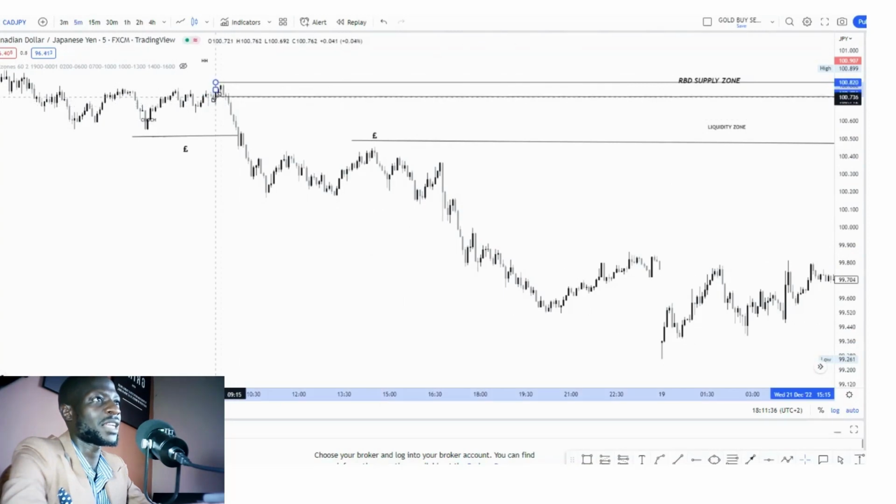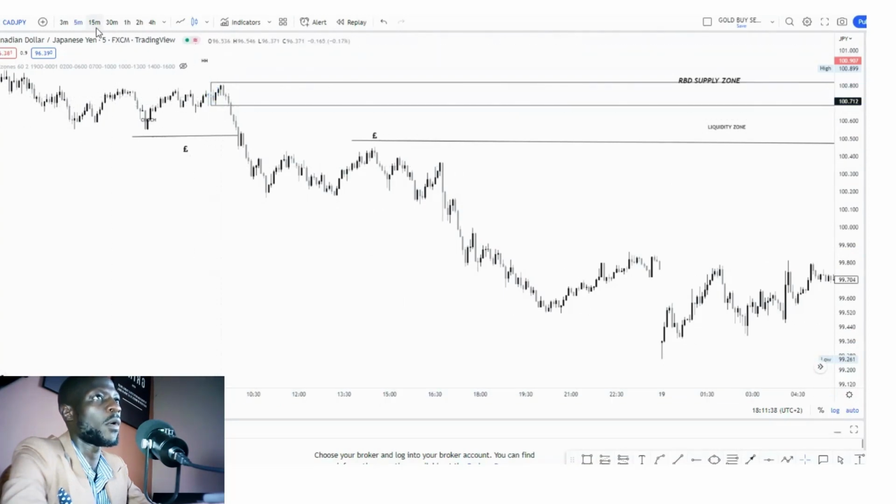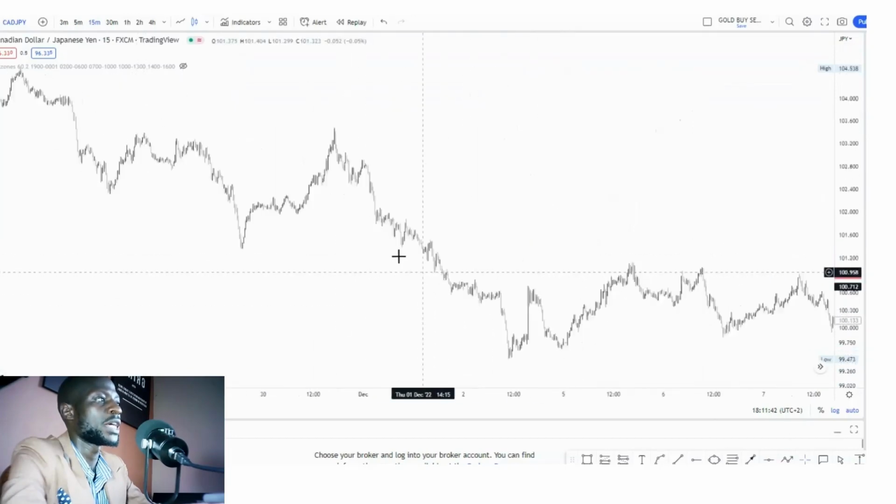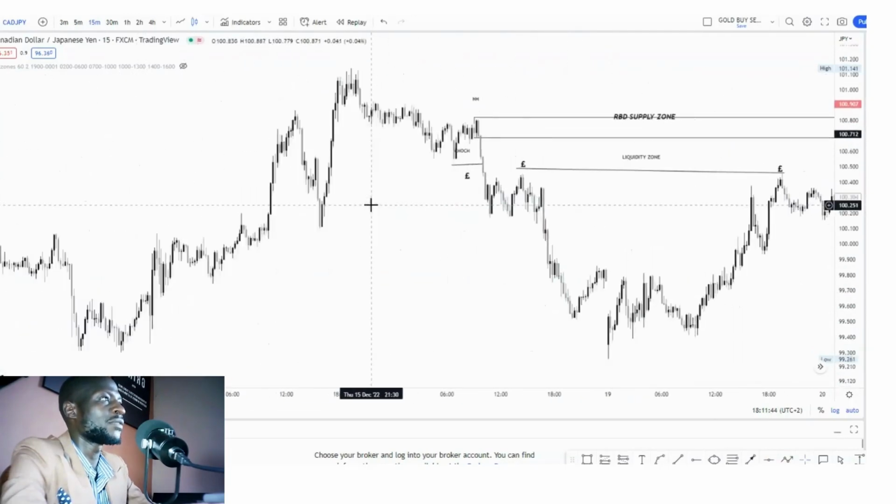You could have chosen to actually go with that, but I chose to go with the whole thing right there. So let's use the 15 minutes time frame, which looks very good. So 15 minutes time frame looks very clean.